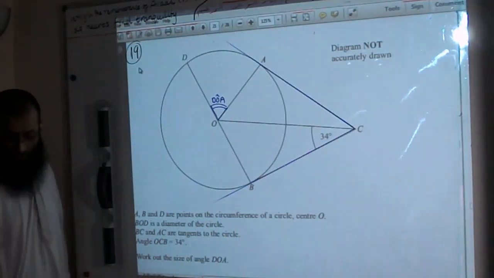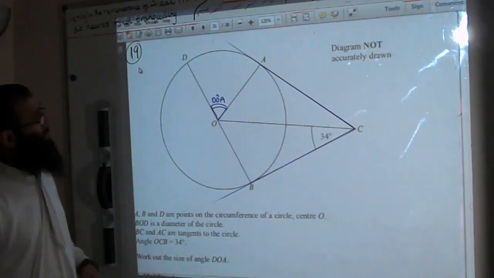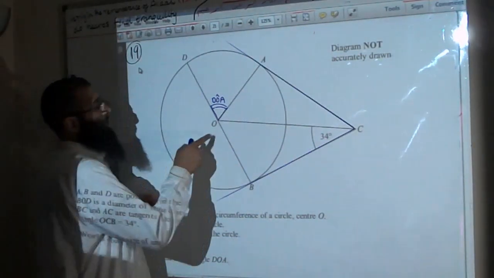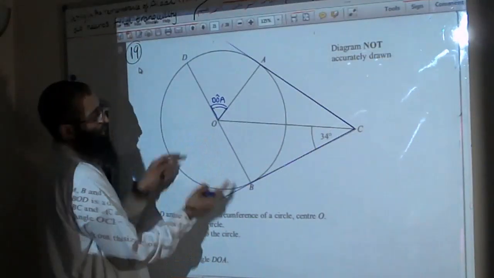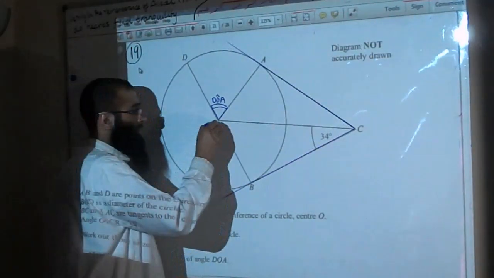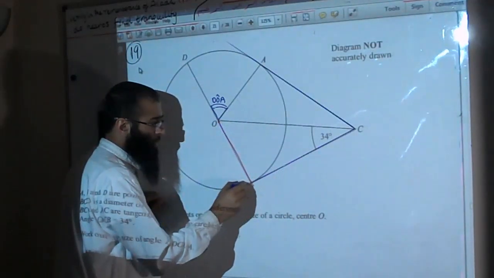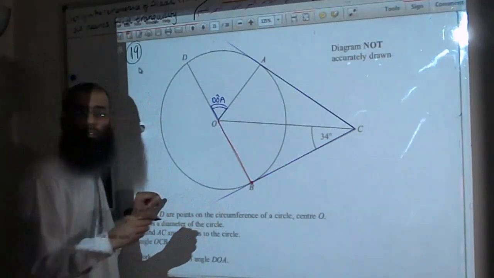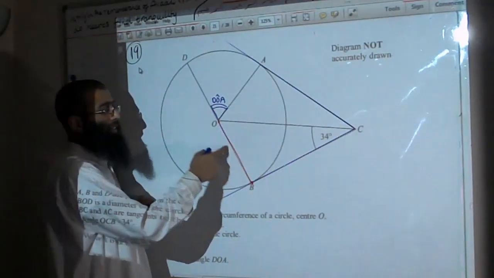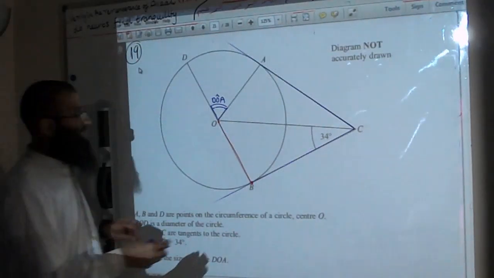Now, let's start putting down some things that we know. Now, O to B, what's that called? The line O to B, what can we call it in a circle? The distance from the center to the outside of the circle is called what? Radius. When a radius meets a tangent, what angle do they meet at? 90 degrees.